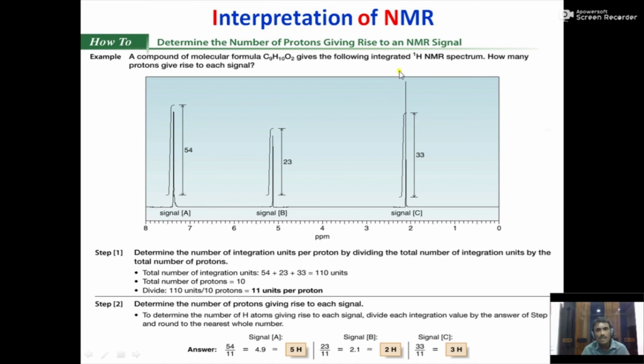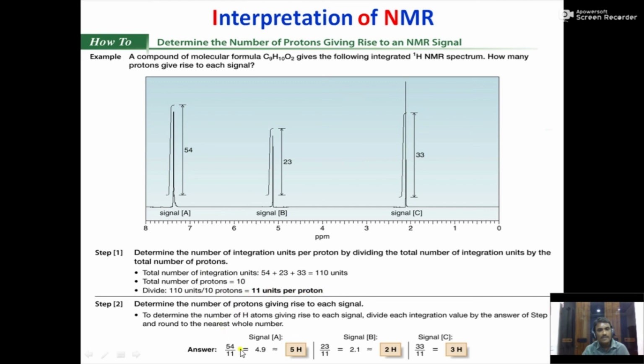We know that a total of 10 protons are there in this molecule. As we can have a glance at the molecular formula, we come to know the number of protons. So basically 10 protons are there. So divide the total number of integration units, that is 110 units, by the number of protons, 10 protons, and we get the value of units per proton. So it is 11 units per proton.